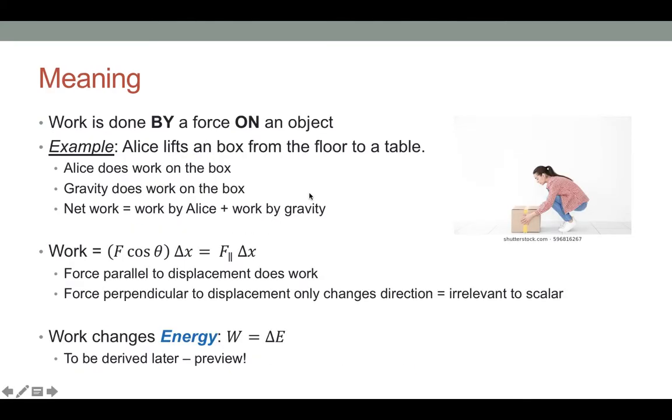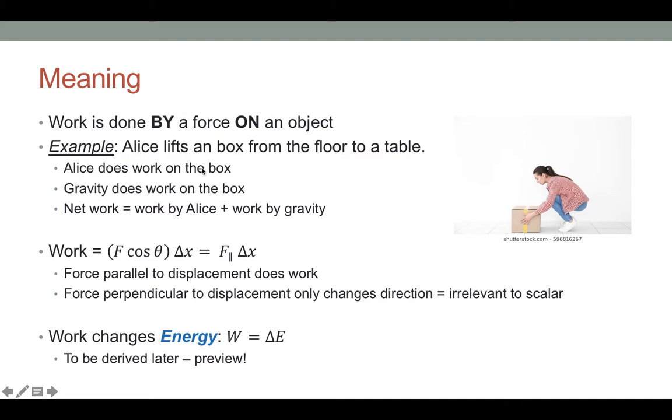Now, let's consider what this means. First, we always have to remind ourselves that work is always something that is done by a particular force on a particular object. It is one way of describing an interaction, where the force is applied on an object and the work is done by that force on an object.